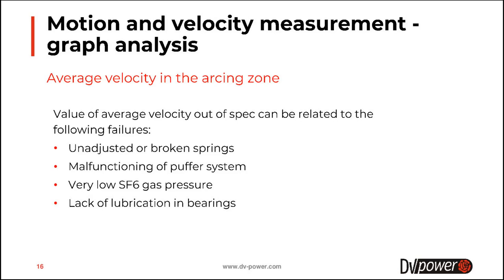Okay, how can the average velocity value be used for the assessment of the circuit breaker condition? A value of average velocity out of specification can be related to the following failures: unadjusted or broken springs, malfunctioning of the buffer system, very low SF6 gas pressure, and lack of lubrication in bearings.